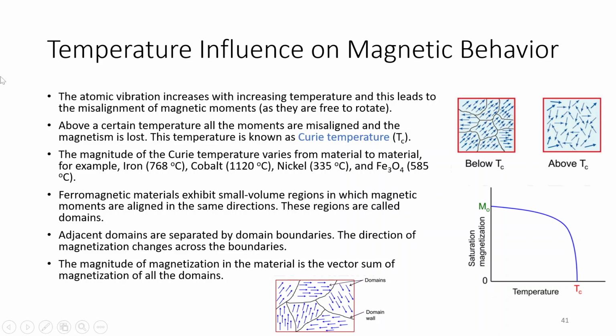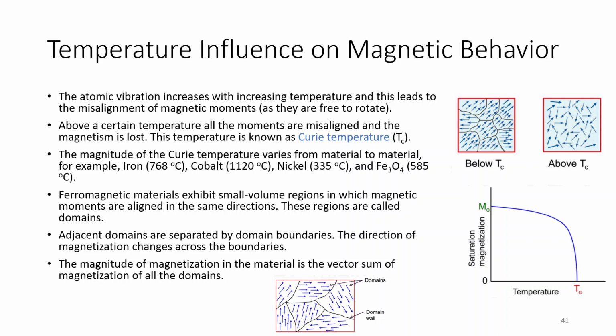Next is temperature influence on magnetic behavior. The atomic vibration increases with increasing temperature, and it leads to the misalignment of magnetic moments as they are free to rotate. Above a certain temperature, all the moments are misaligned and the magnetism is lost. The temperature is known as Curie temperature, Tc, and the magnitude of Curie temperature varies from material to material.